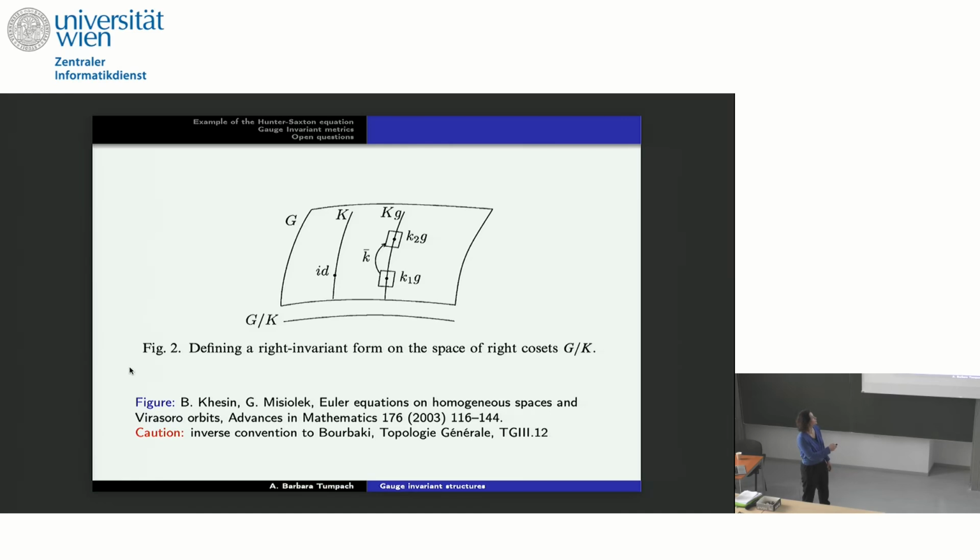But for the picture, you can just call this quotient space what you want, but the picture is the same. You have a fiber bundle like this. The group is acting on the fibers. And if you take a point here, you can act by an element of the small group K to map it on another point of the fibers. So the fibers are the orbits.